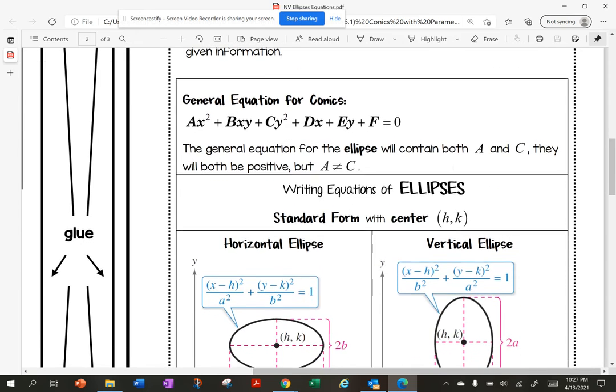Okay, for the general equation of a conic, the way I recognize that I have an ellipse is the coefficients A and C are not equal. When they're equal, we have a circle. So when they're not equal, I have an ellipse.